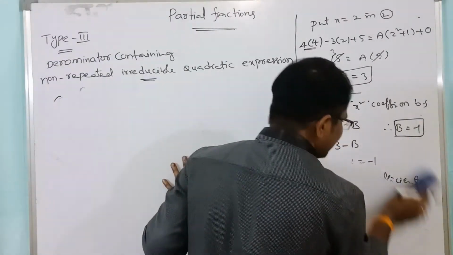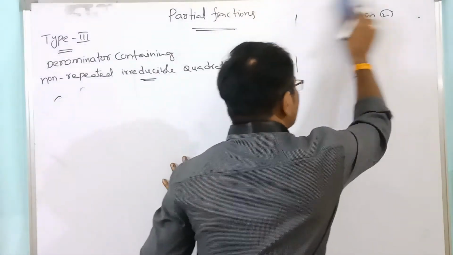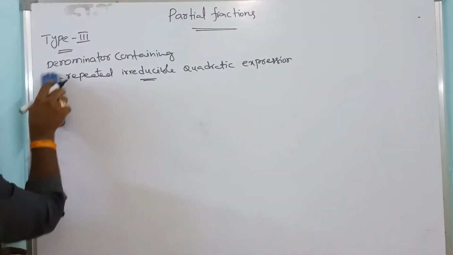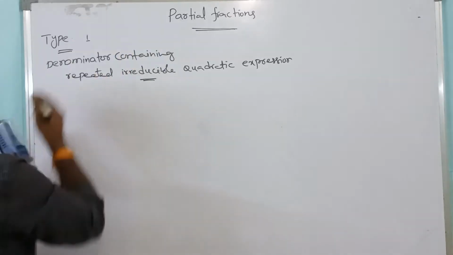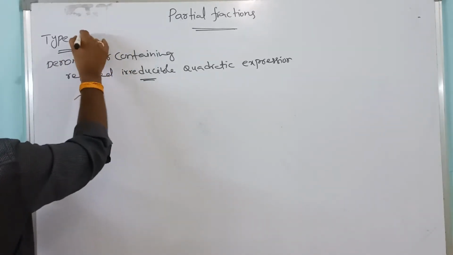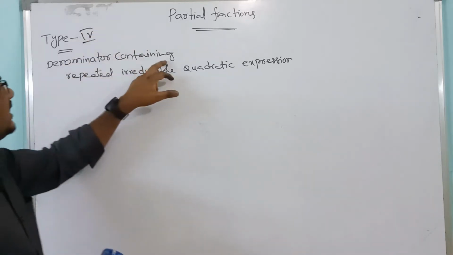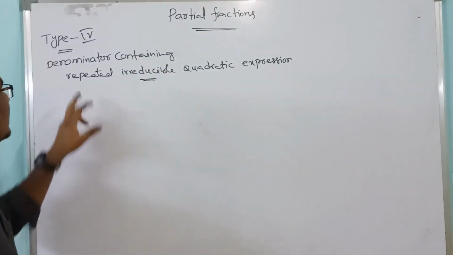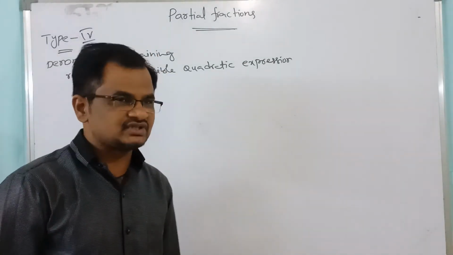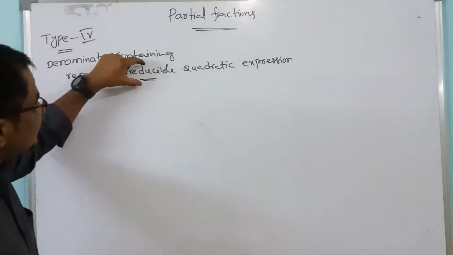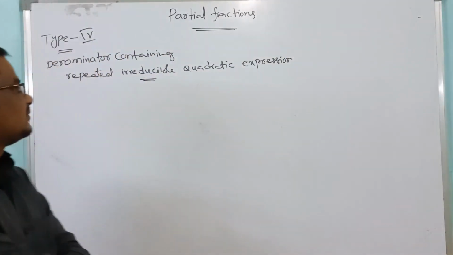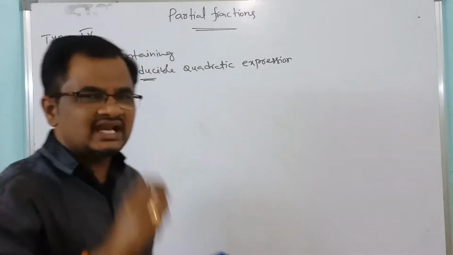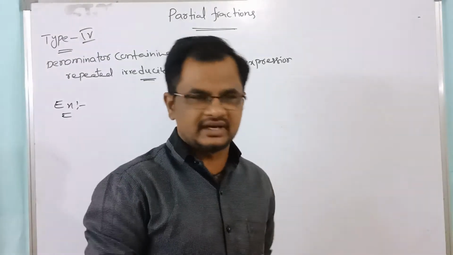This is the second example for the third type, right? Now, the fourth type I will take: denominator contains a repeated irreducible quadratic expression. The previous one is a non-repeated irreducible quadratic expression, but this one is a repeated irreducible quadratic expression. Means like this. If you take one example, this fourth one is rarely used. The first two or three are the most important ones.